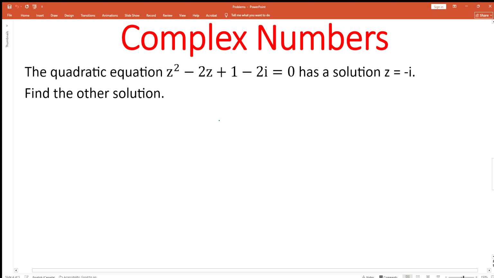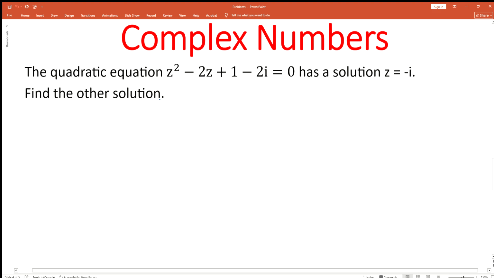In this video, we'll solve a complex number problem. As per the problem, the quadratic equation z squared minus 2z plus 1 minus 2i equals 0 has a solution z equals negative i. Find the other solution.